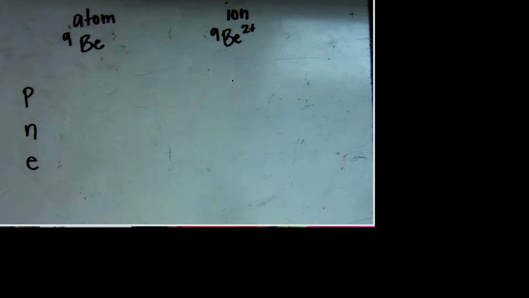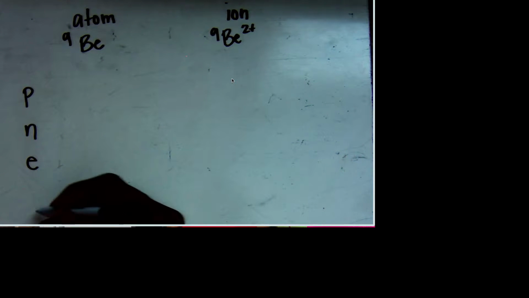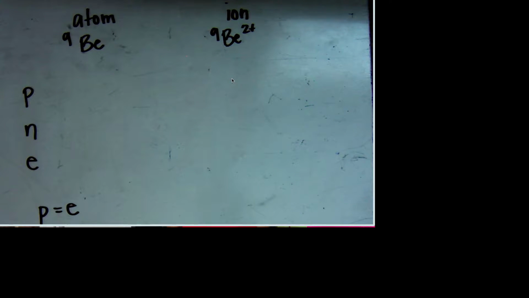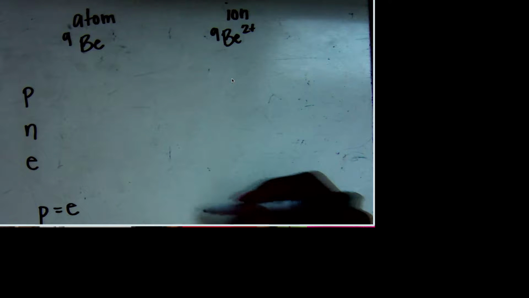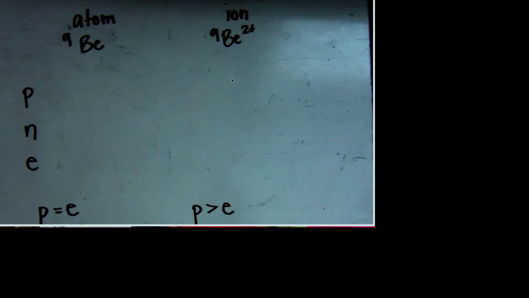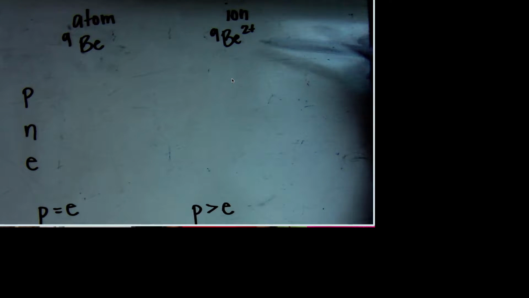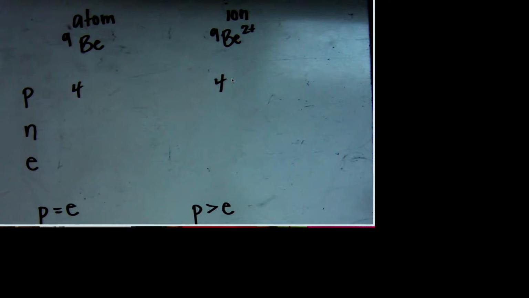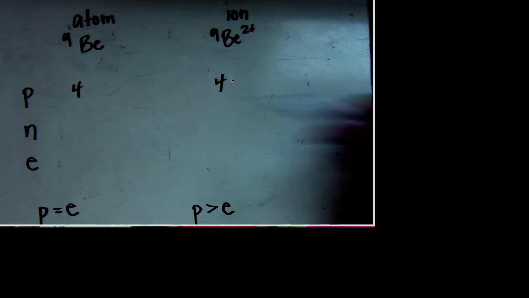In this video, we're going to be distinguishing between atoms and ions. So when we look at this, remember that protons and electrons are going to be equal for an atom. For this example, we have a cation, which means that we will have more protons than we will electrons, because for cations, electrons are lost. Looking at your periodic table, beryllium has 4 protons. To find the number of neutrons, 9 minus 4 equals 5.